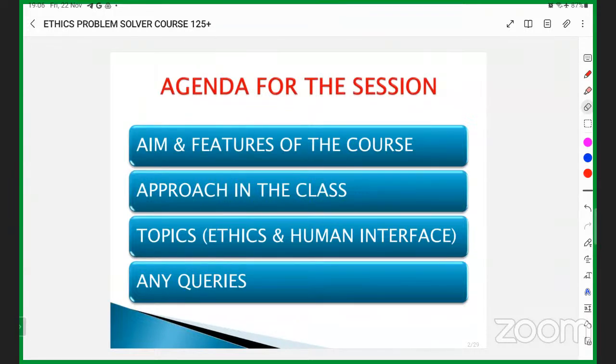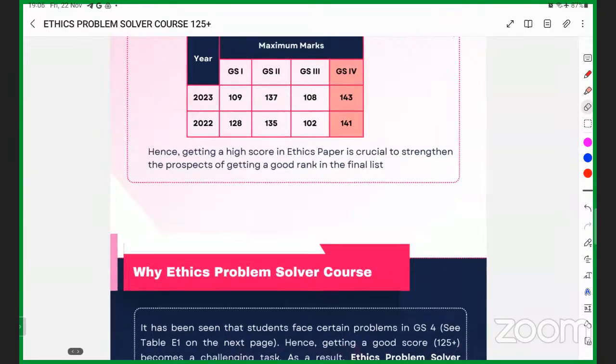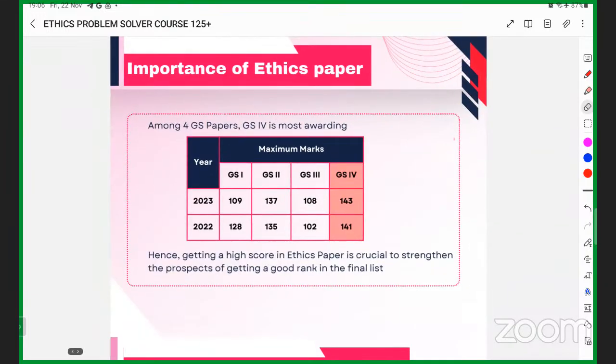And once we are done with the first three parts, I'll throw the floor of the house open for any queries. I'll be more than happy to address any query that you have once we are done with the main agenda. So, moving forward, to what the aim and the features of this course are.